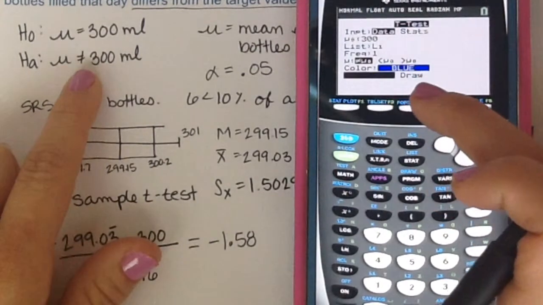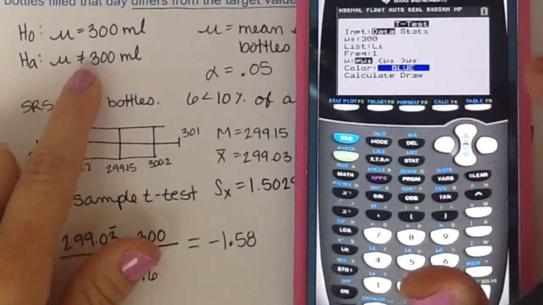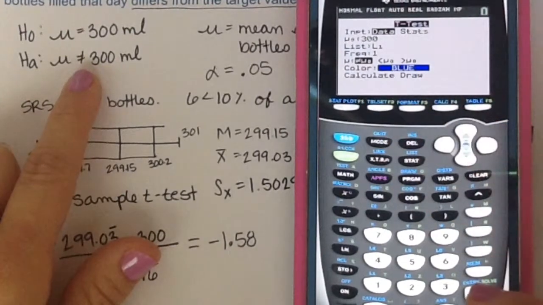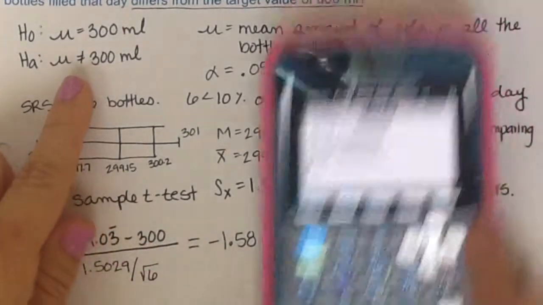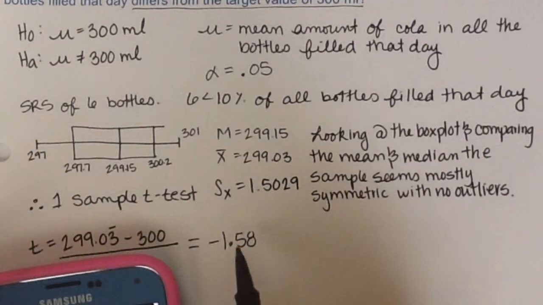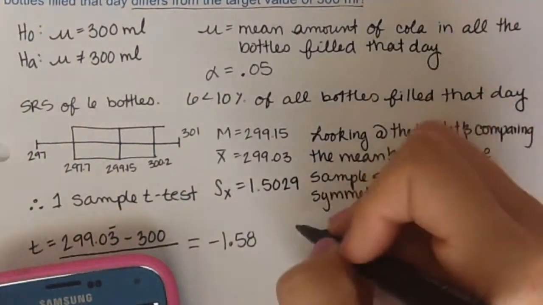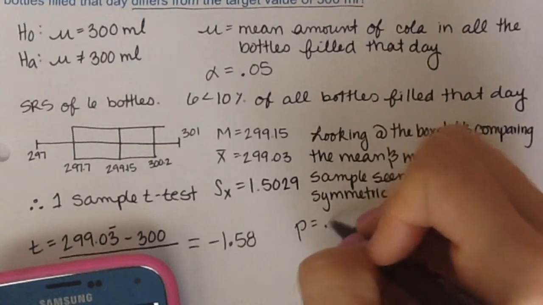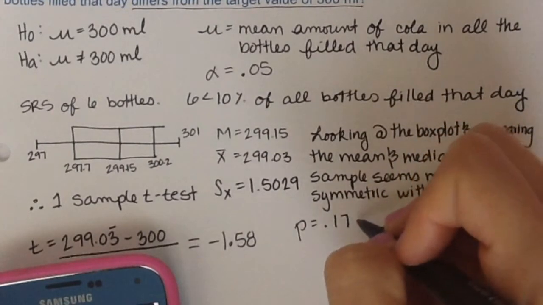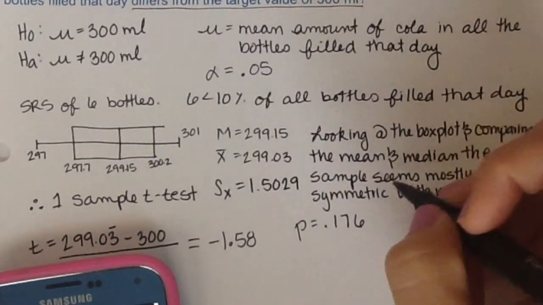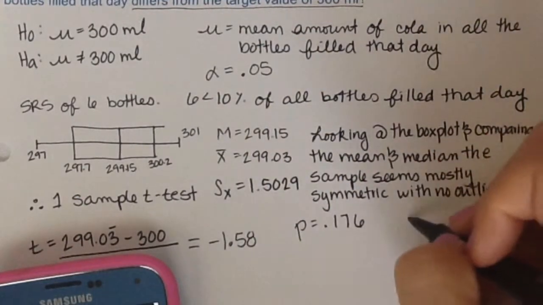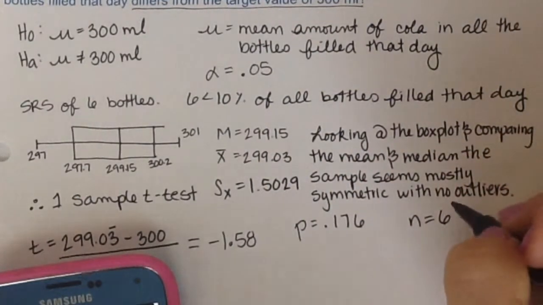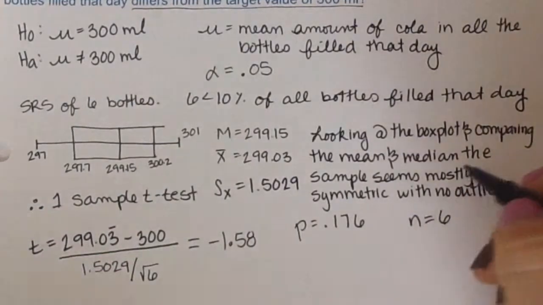If you ever wonder, the draw option actually makes a drawing of the curve. If you want to look at it, you can do that. But I usually just go straight to calculate. Now I'm going to take out all of this information that it tells me. I already knew my t was negative 1.58, but I'm going to write down my p of 0.176. I have my x-bar already, I have my Sx already, and I have n equal to 6. So I use that to make my conclusion.